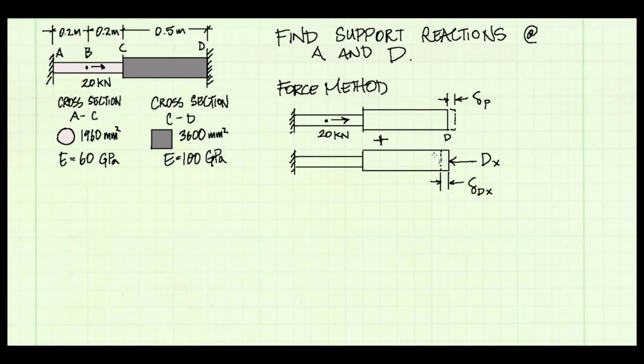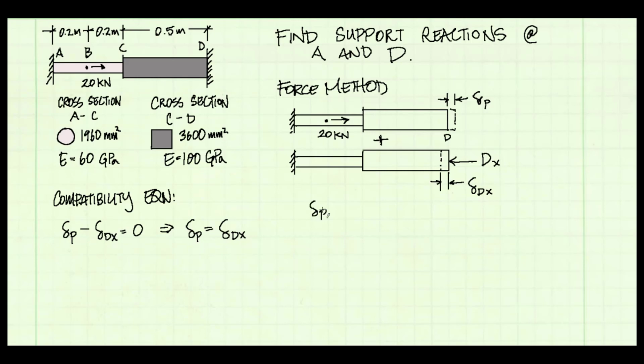For these two problems to add up to the original problem, the deflections have to be equal to each other. And that is our compatibility equation. So I can write that delta P minus delta Dx is equal to 0. Those two deflections cancel each other out. I can rewrite our compatibility equation like this and say the magnitude of delta P is equal to the magnitude of delta Dx. And now I'm going to expand my deltas by adding the PL over EA terms.